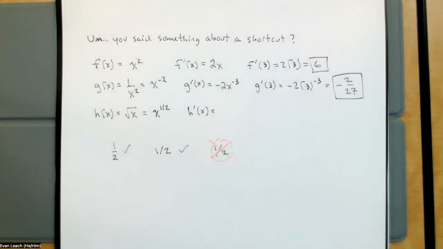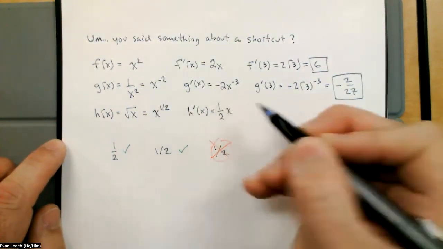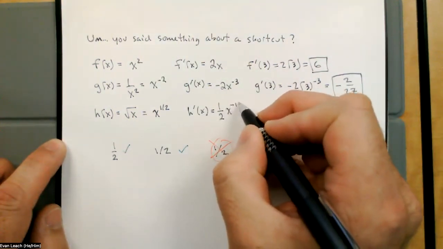Some of you know this one. Don't say it out loud. Let's confirm if your instincts are correct. I'm going to put a 1/2. See, this one's going to be a coefficient. It's going up and down. And the exponent is going to be -1/2.